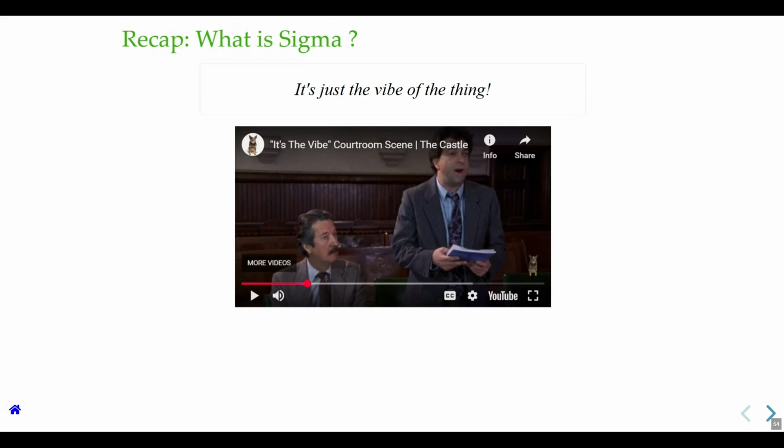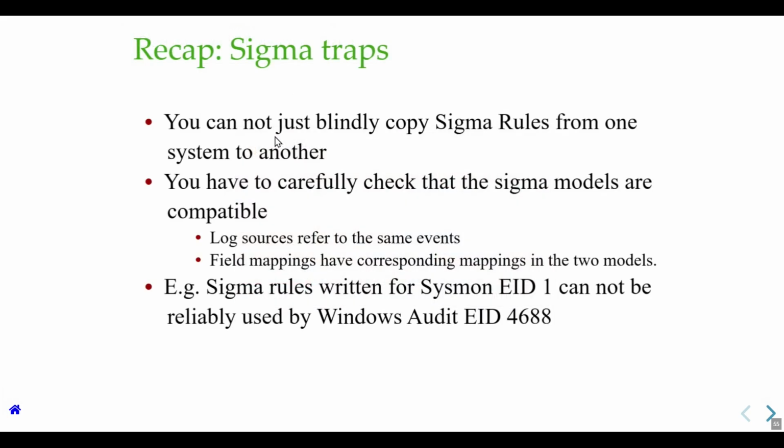It's only about the vibe. It's basically not really well defined. It's not well specified. It's just telling us roughly how we would detect something. So there's actually a gap between what is required from just having a Sigma rule to being able to actually run it on the system, and that is filled by the Sigma model.